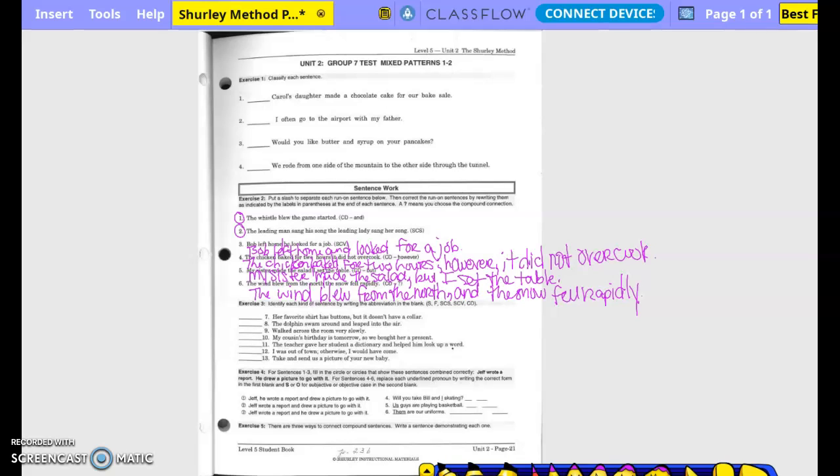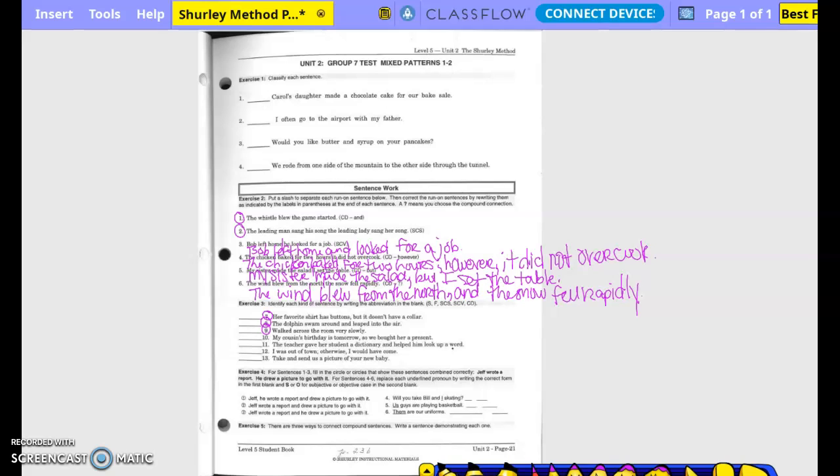Okay, so next one, exercise 3. Identify each kind of sentence by writing the abbreviation in the blank. So I want you guys to do 7, 8, and 9 for homework. Don't forget, if you have things that are conjoining them, you have to underline it or put it in a box in the sentence, correct?